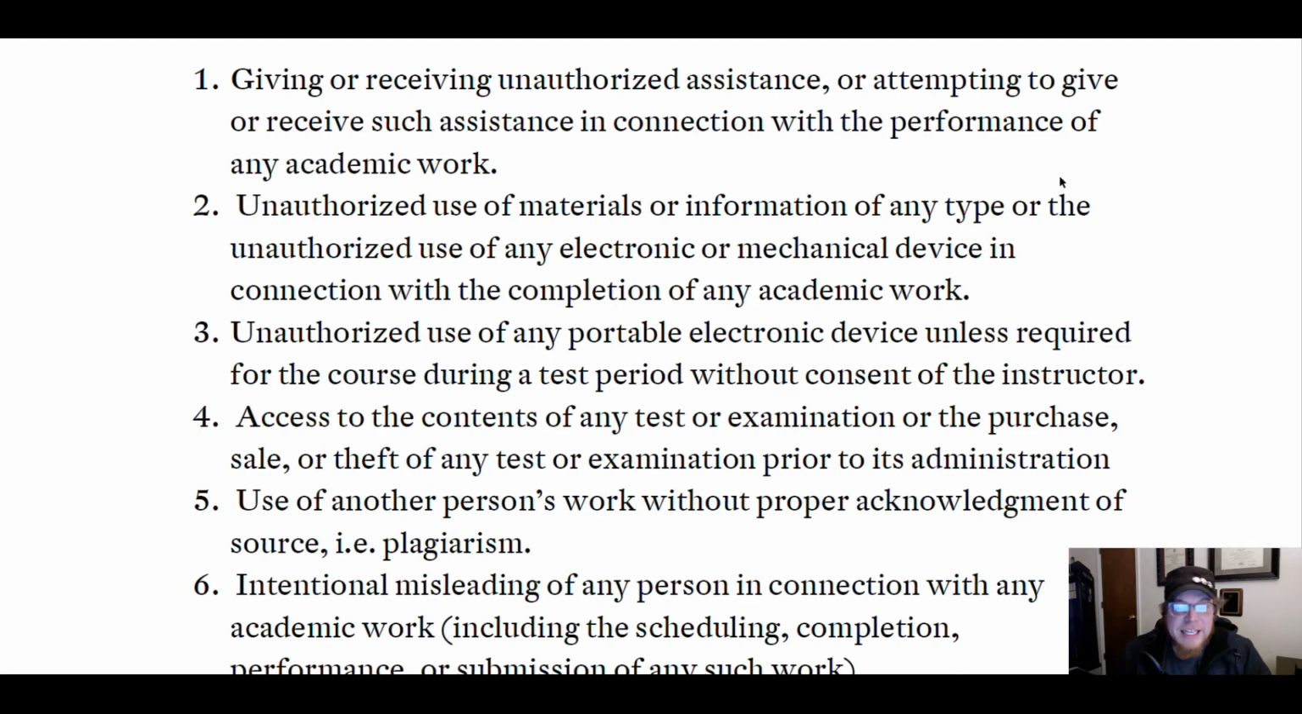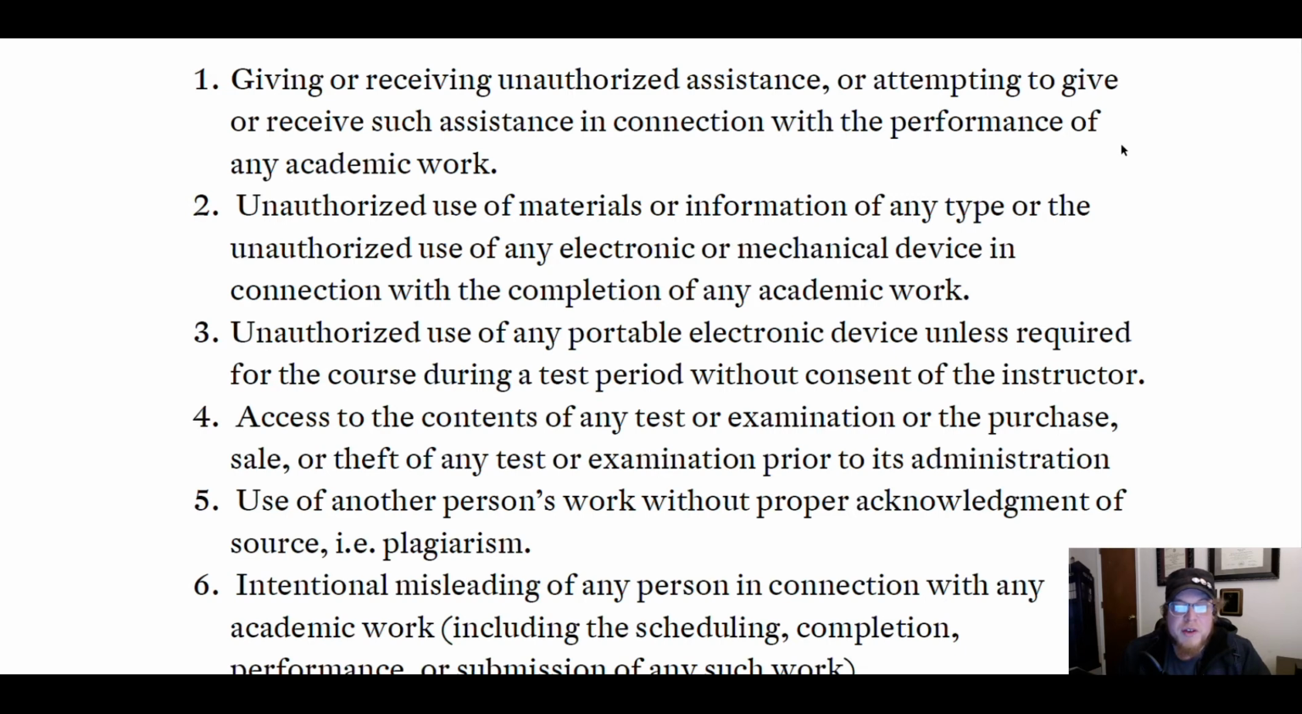4, access to the contents of any test or examination or the purchase, sale, or theft of any test or examination prior to its administration. Somehow somebody hacks in and gets my copy of the final exam and you're using it, that's a problem.